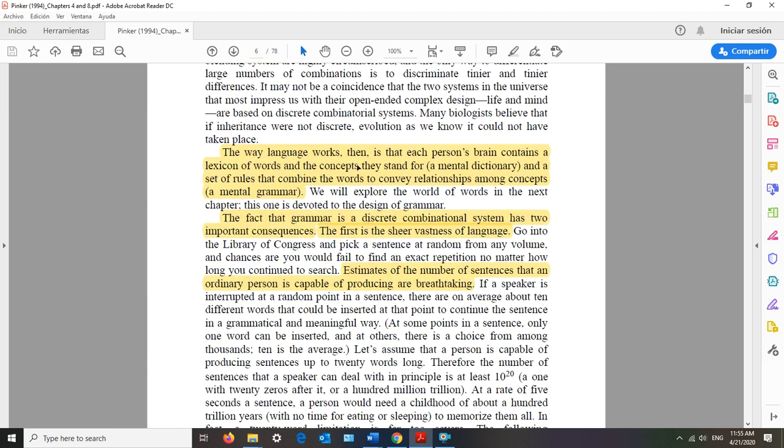Following page. The way language works is that each person's brain contains a lexicon of words and the concepts they stand for, a mental dictionary. This is something we tackled when addressing Cook's material. So our brain contains this lexicon, this mental dictionary, and also a set of rules that combine the words to convey relationships among concepts. This is the mental grammar that he postulates we're born with.